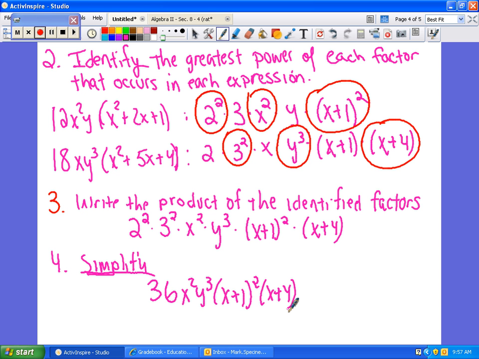Yes? What are these for? Because it's a factor, and it's the only factor of x plus 4, so it's got to be part of it. It's got to be part of your least common multiple. Yes. Okay, does anybody have any questions? Okay, I think we have time for you to do one.